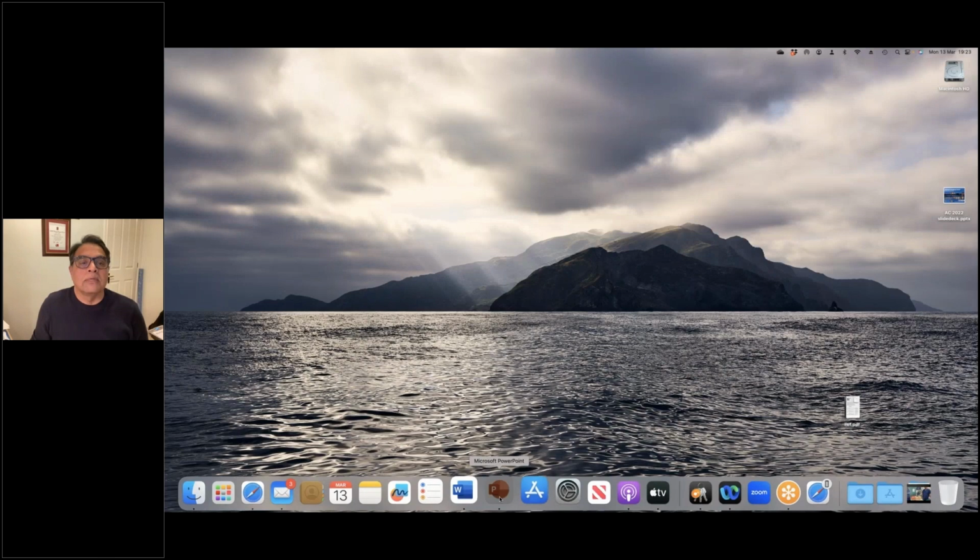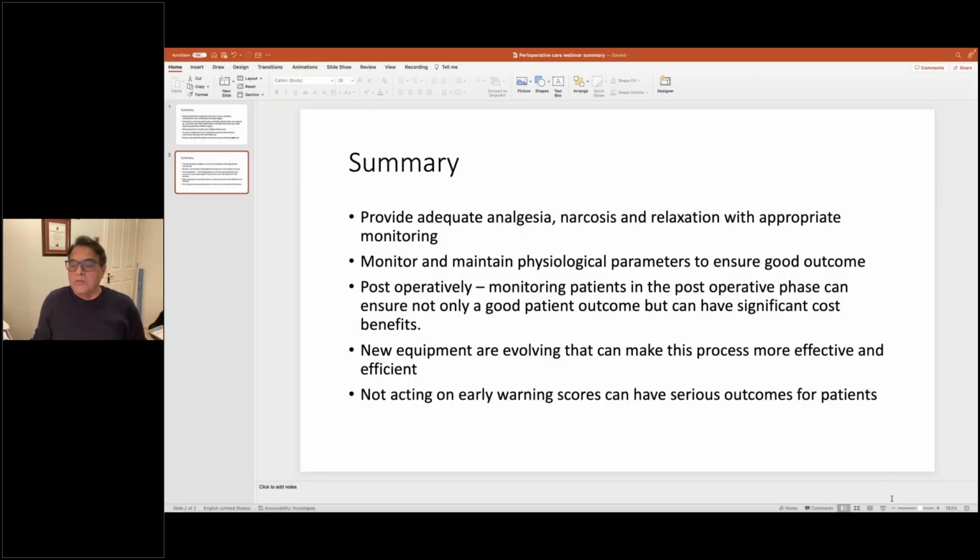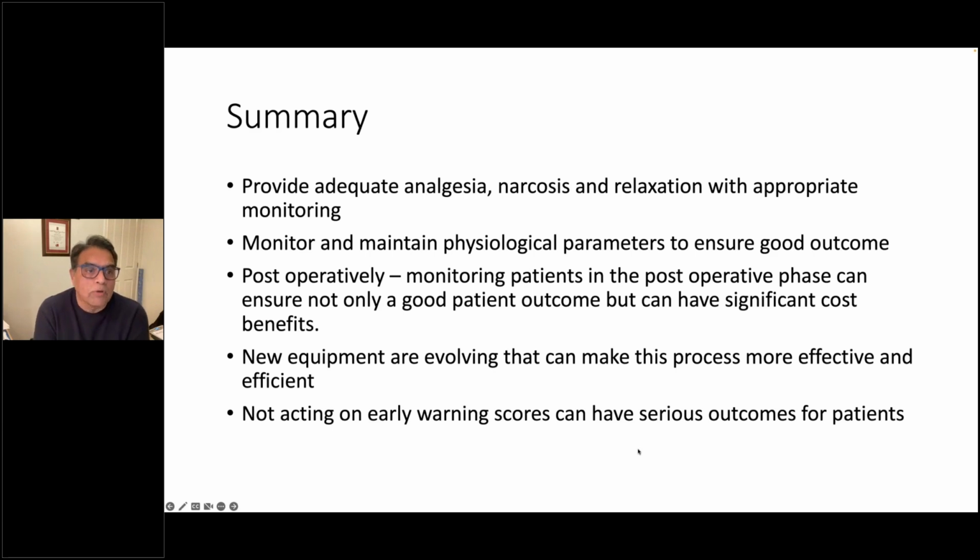I'm going to try and share a few slides so I can summarize what we have learned so far. So in summary, the three talks we heard today regarding pre-op assessment, intra-op care, and post-op care and monitoring. It is important to provide adequate analgesia, narcosis, and relaxation with appropriate monitoring.